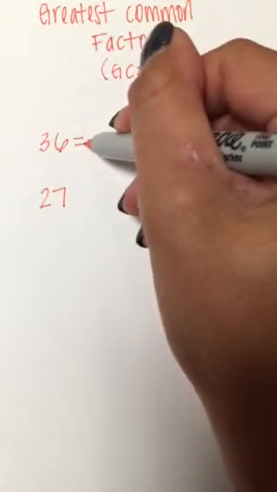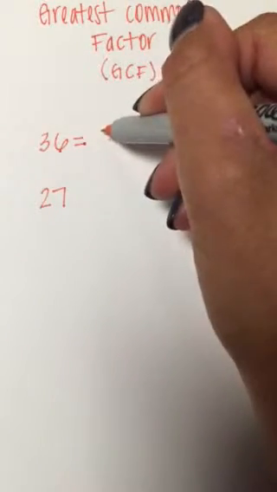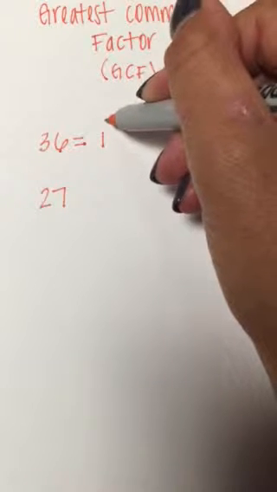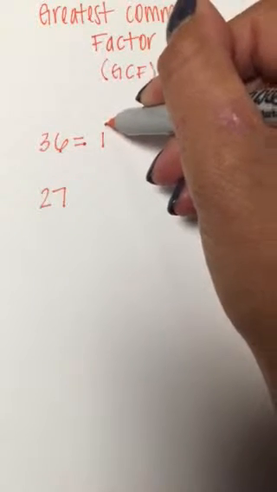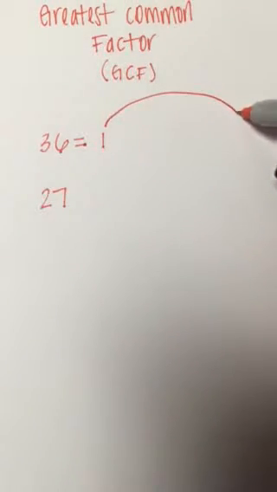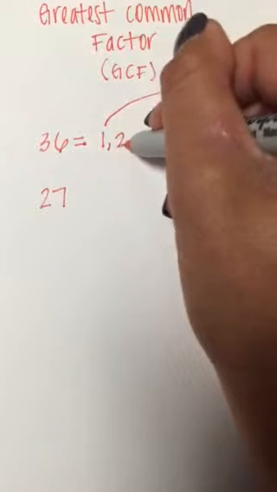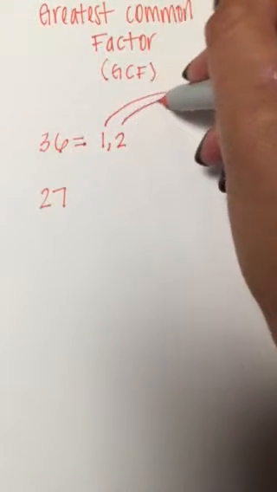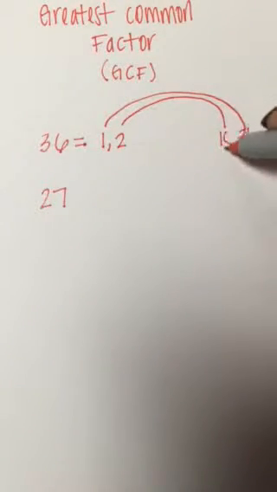So starting with 36, we can go ahead and start listing those. I like to use the rainbow strategy, which helps me make sure I get all of my factors. So I'm starting with 1. I know 1 times 36 gives me 36. Factor of 2, which would be 18 times 2 is 36.